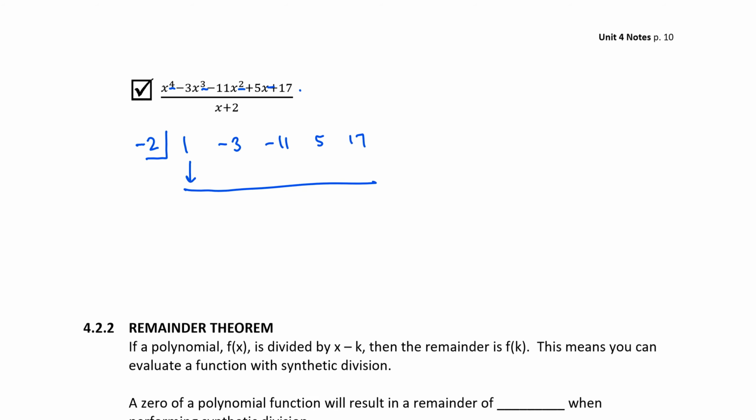Skip a line, bring down that first term. Then we're going to take the number in the box times the number on the baseline and multiply them together, and then add vertically. Okay, next, negative 2 times negative 5 is positive 10, and negative 11 plus 10 is negative 1. Negative 2 times negative 1 is positive 2, and 5 plus 2 is 7. Next, negative 2 times 7 is negative 14, and 17 minus 14 is 3. So I'm putting the dots there just so you can keep up with where I'm looking, which, whoops, losing my problem here. What did we have here? I think it looked like that.